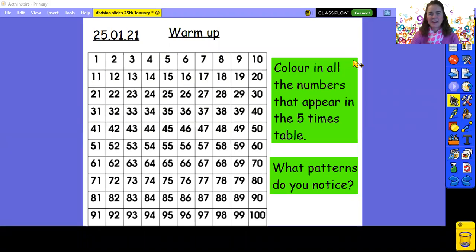Okay, so we're going to warm up our maths brains. Before we do that, I would like you to pop me on pause and go and get yourself a copy of 100 square because this is going to help you with your warm up. I'll see you shortly.